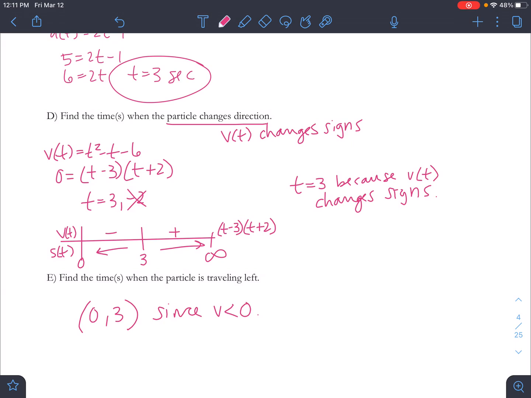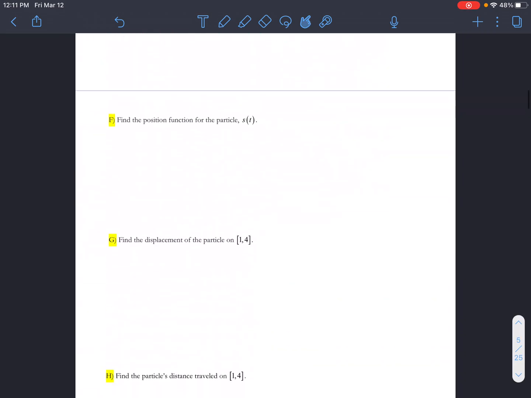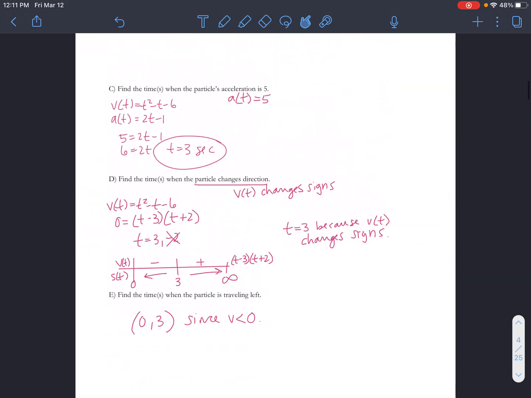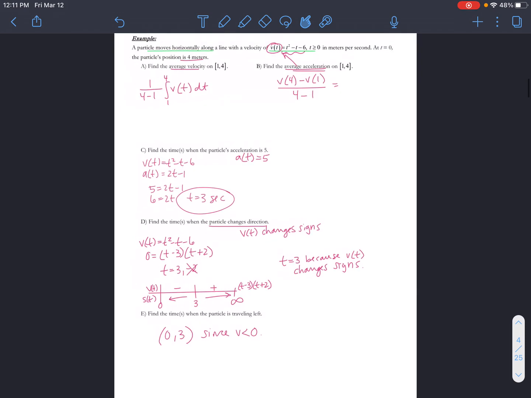All right, so that's about it. We'll continue. We've got a couple more pieces here, finding displacement, distance traveled, aka some of that new stuff. A little bit of review, a little bit of new.